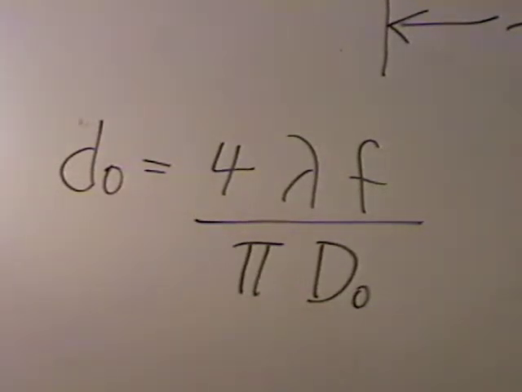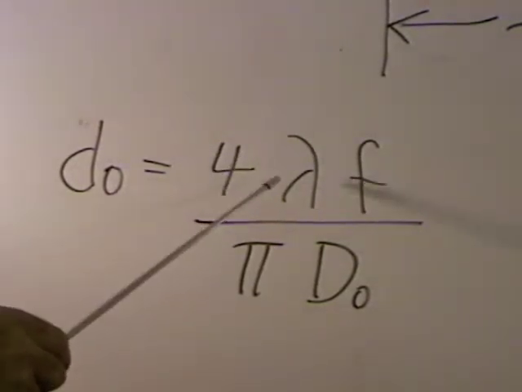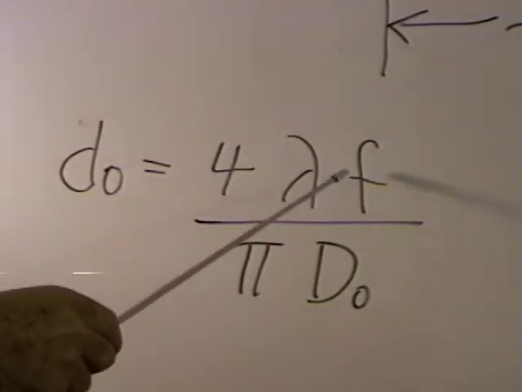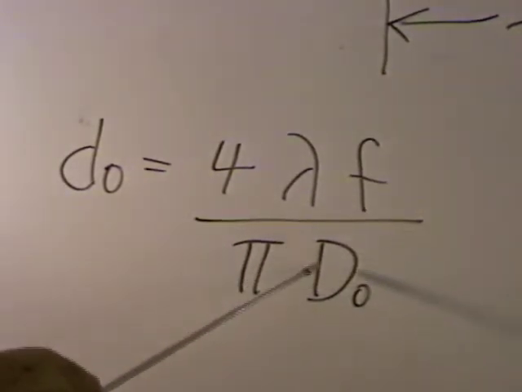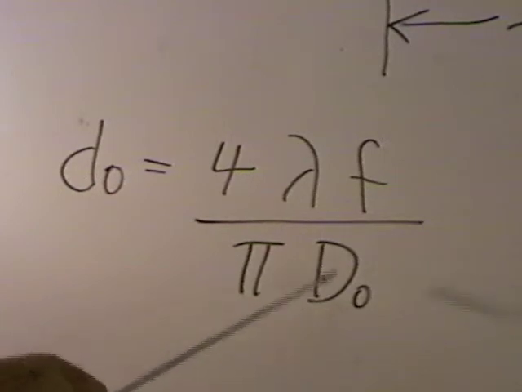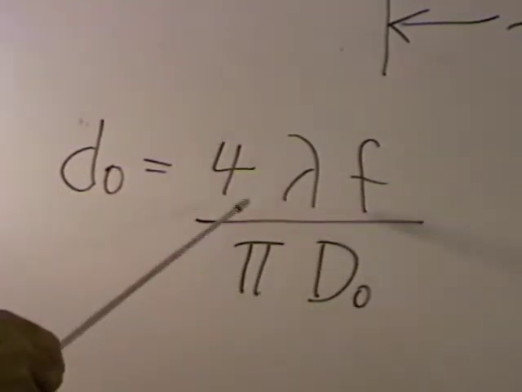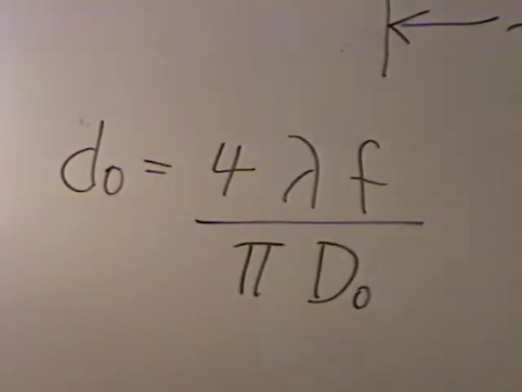The diameter of that spot is governed by this equation, which is 4 times the wavelength of your laser times the focal length of the lens that you're using in your setup, divided by pi times the input width of your laser beam. This is the smallest possible spot you can get.